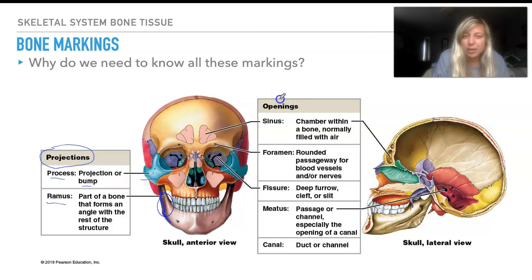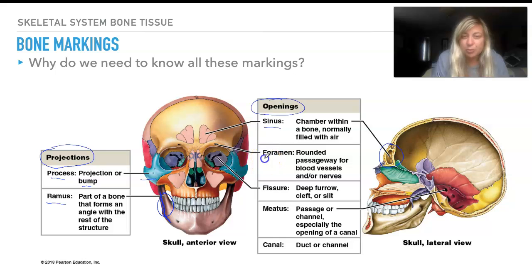And then over here, we have a bunch of different terms for openings. So for example, in some of our bones, we'll see a sinus. Sinuses are our air-filled chambers within bones, and we have several sinuses located there. You can see a cross-section, a sagittal section through the skull, and you can see inside that sinus.